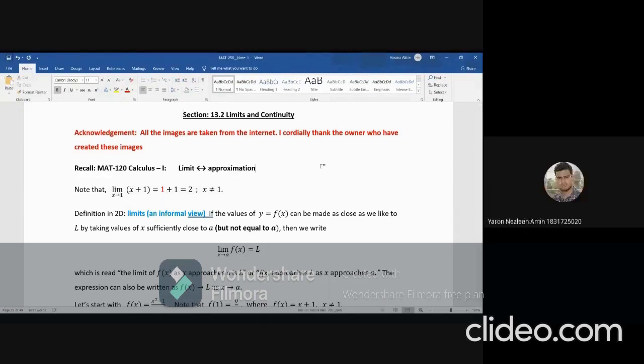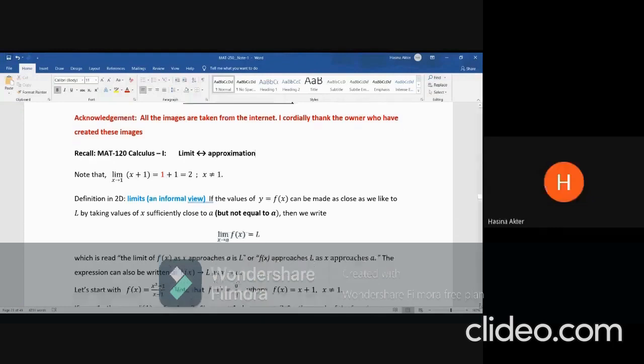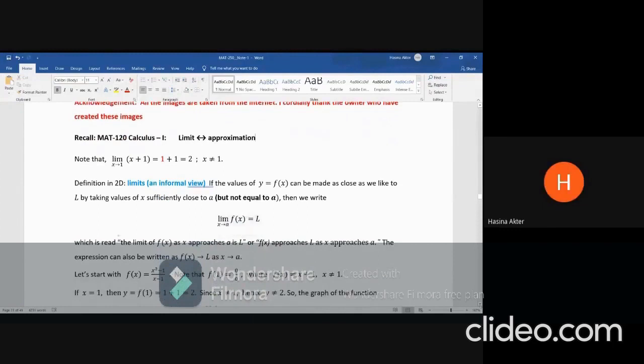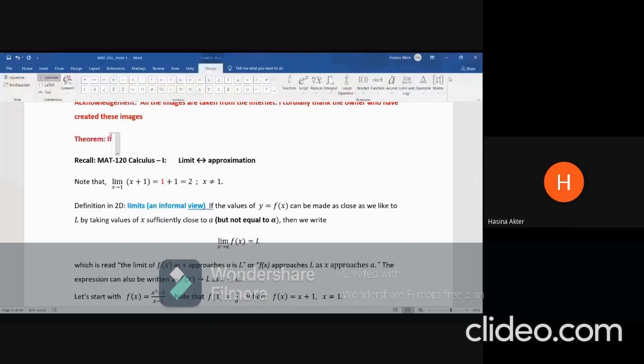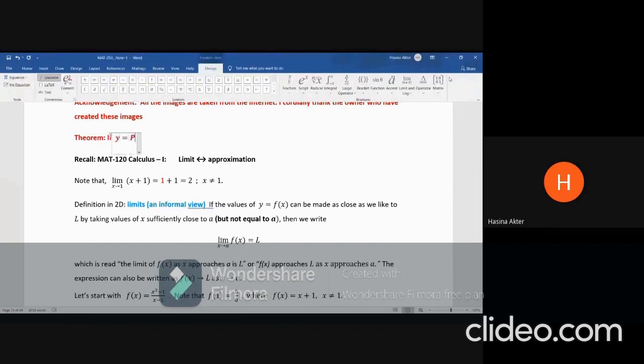I don't know if you remember the theorem. If y equals to, we have seen this in calculus 1, you will be able to recall if you have seen this before, of course.